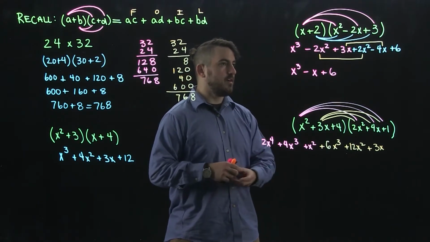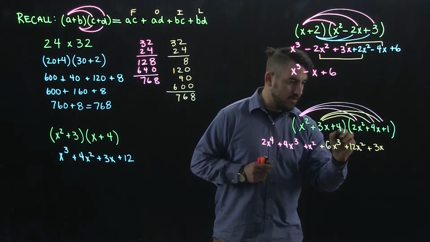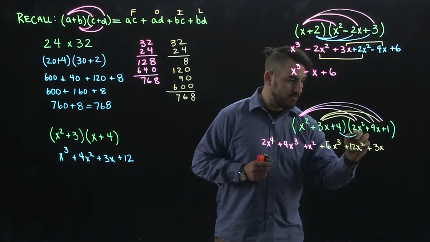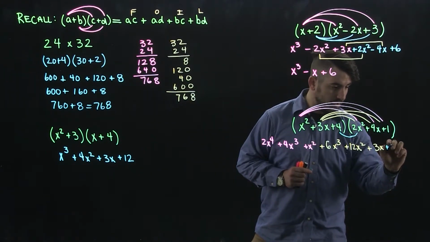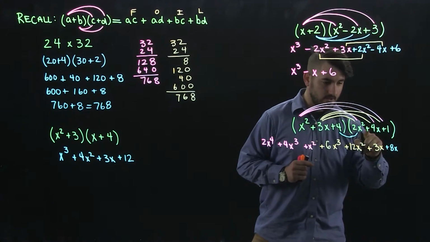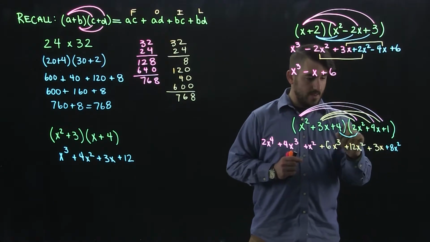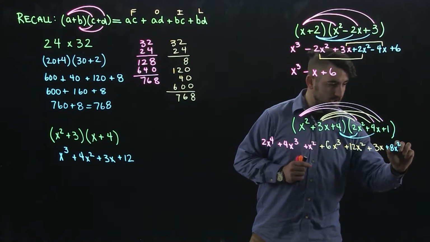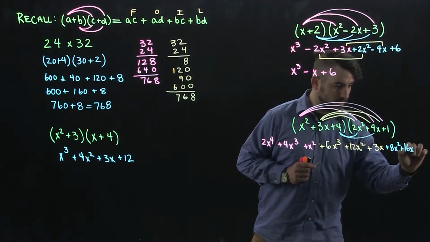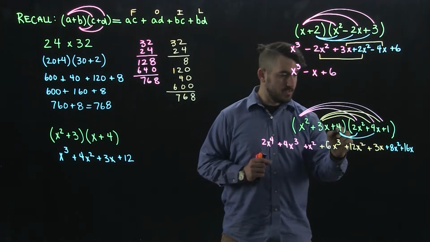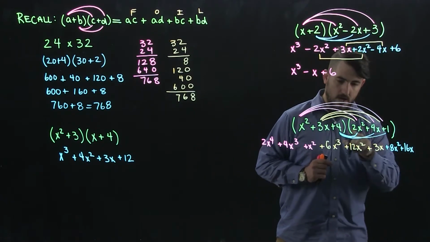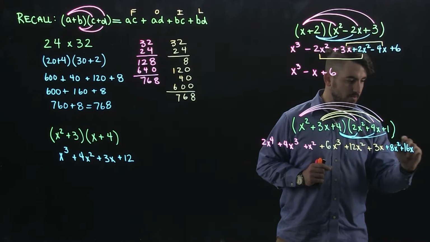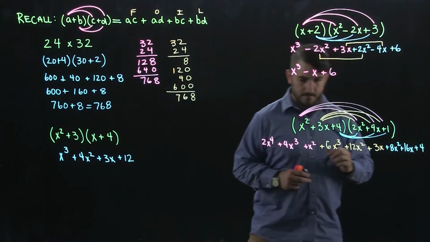And then I have the last term to touch every one of them. So that's going to be plus 8x squared, and then 16x. Am I going to fit it? Let's see. And then finally, 4 times 1, which is just going to be 4.